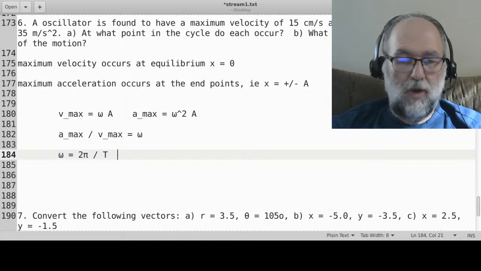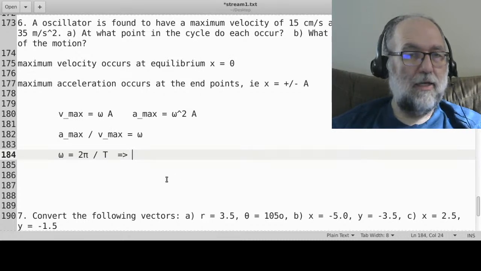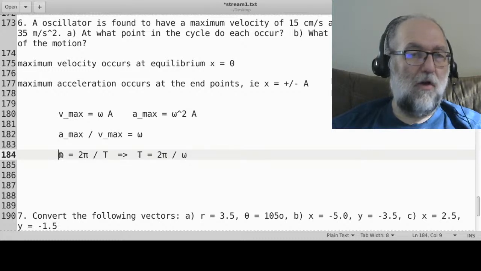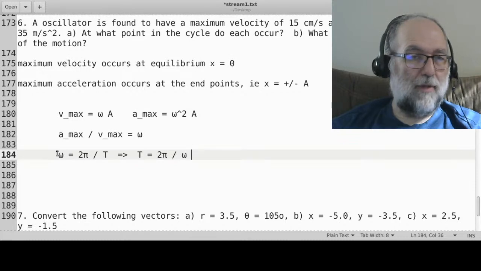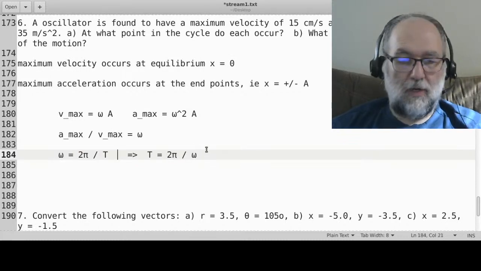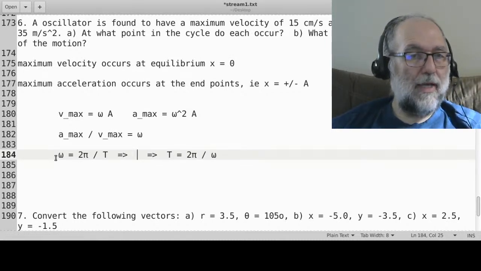And by the way, you could rearrange this formula here. If you multiply both sides by t and then divide both sides by omega, you could rewrite it as the following. All I did to go from here to here was isolate capital T. So I multiplied both sides by t. Maybe I'll put in the intermediate step here so you can see what I did. Take that equation, multiply both sides by t. What am I going to get? I'm going to get this equation.